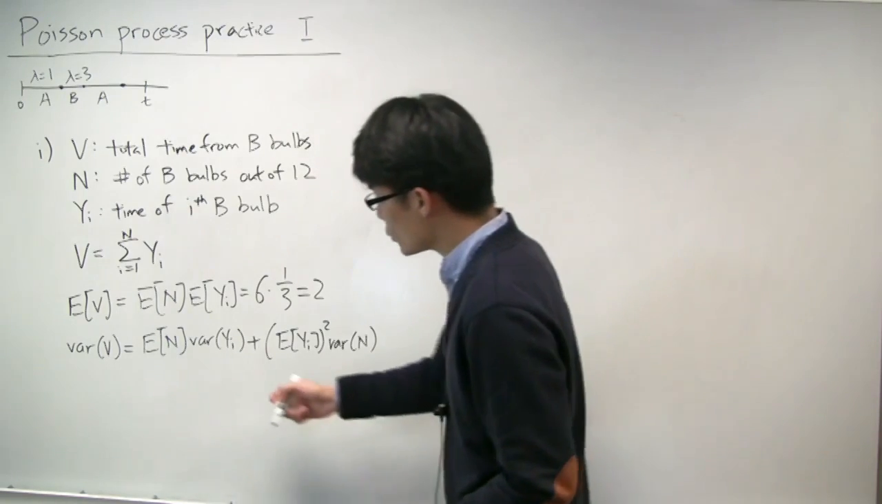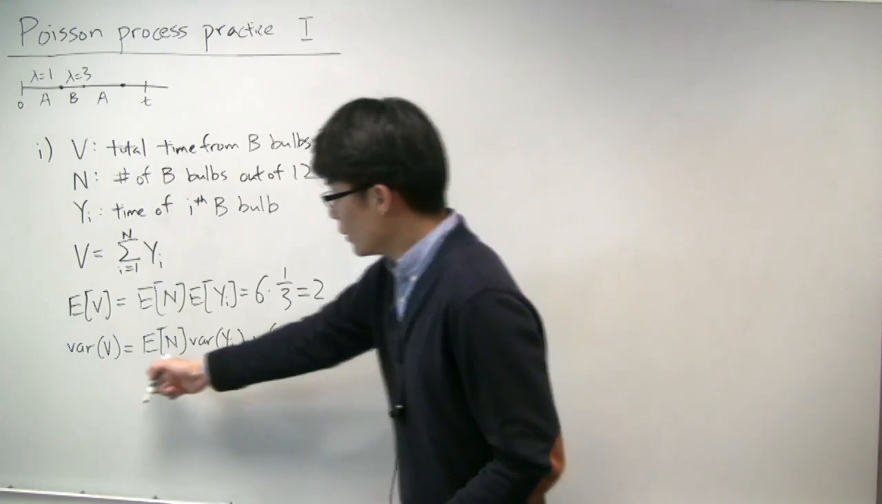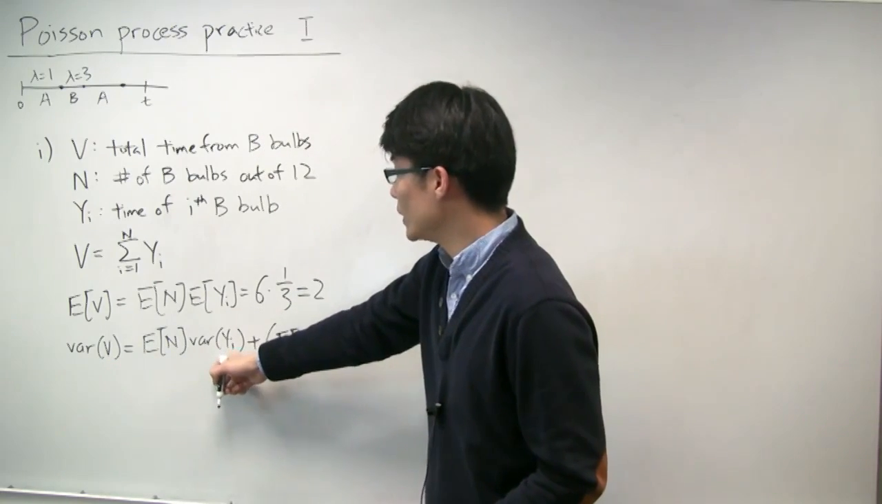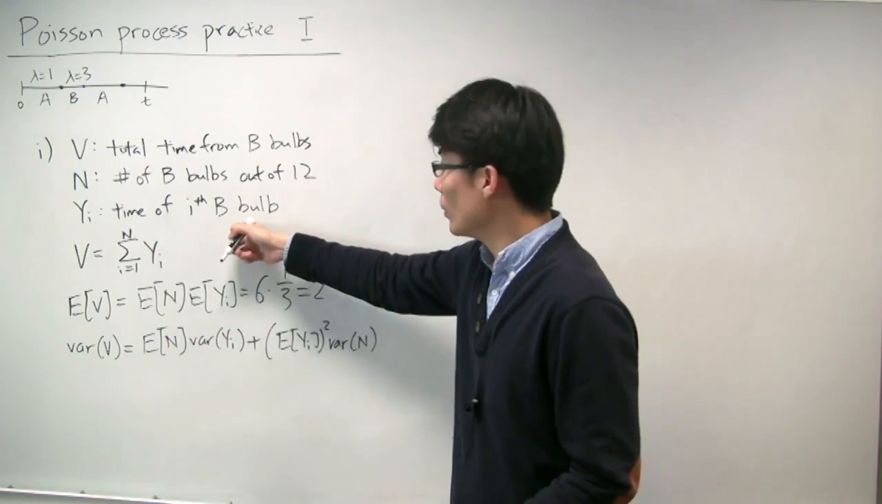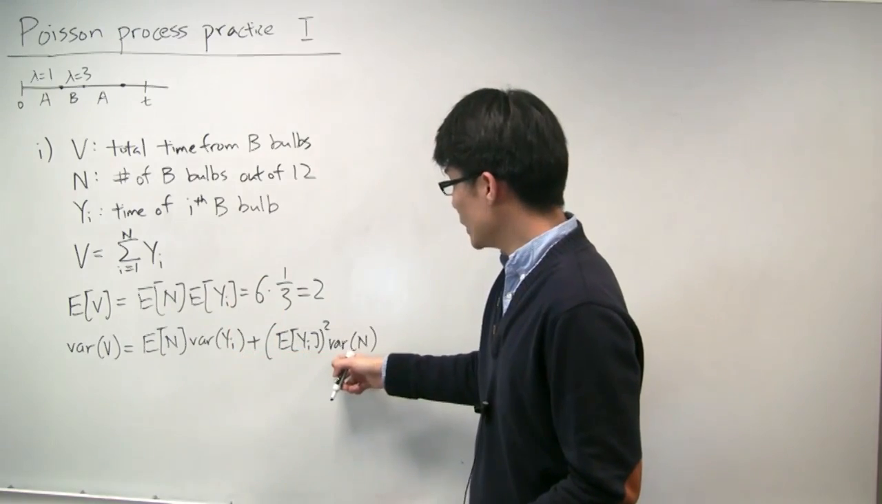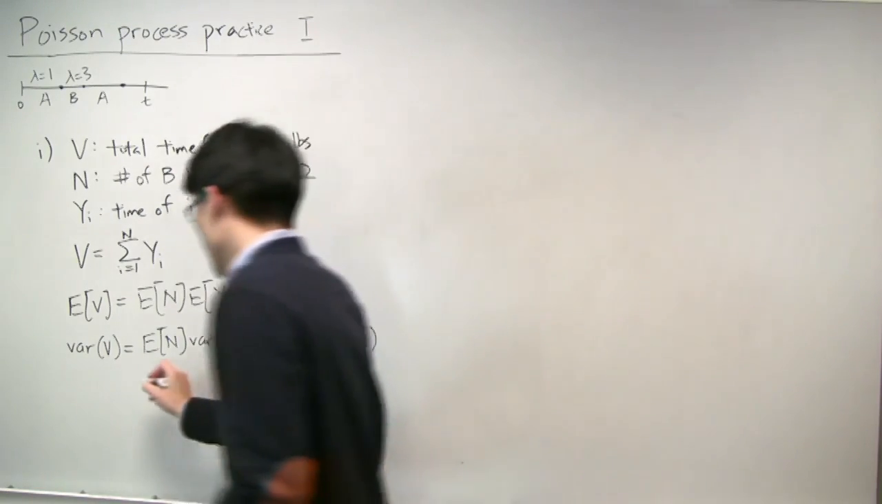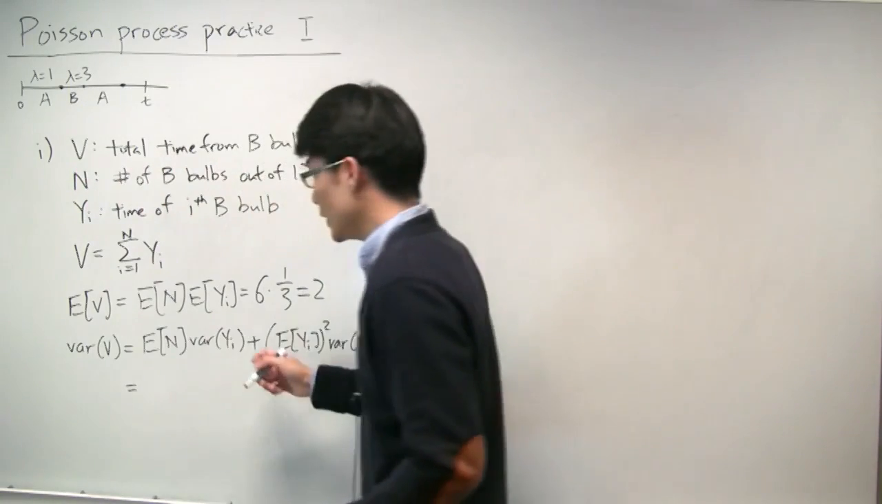And so you see that there's two components of this variance. One component of the variance comes from randomness within how long each bulb lasts, and the other one comes from randomness with respect to how many B bulbs there actually are. And when you combine both of them suitably, then you get the total variance.